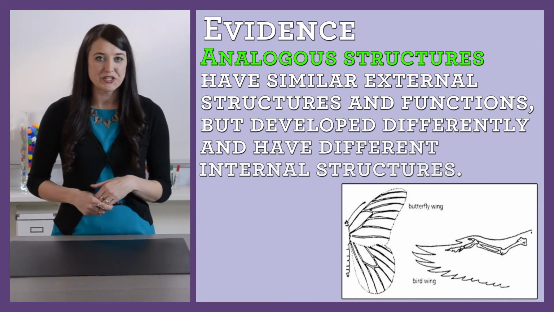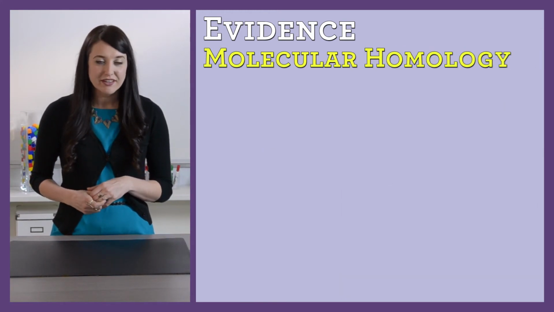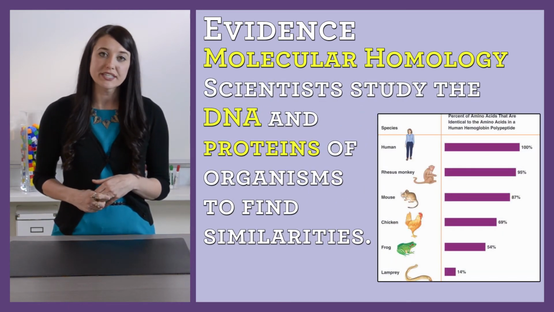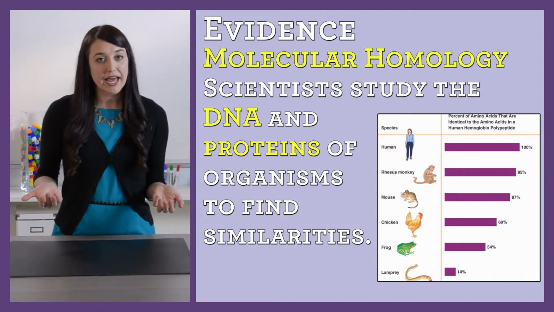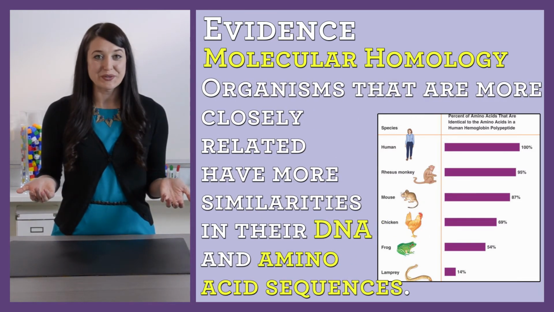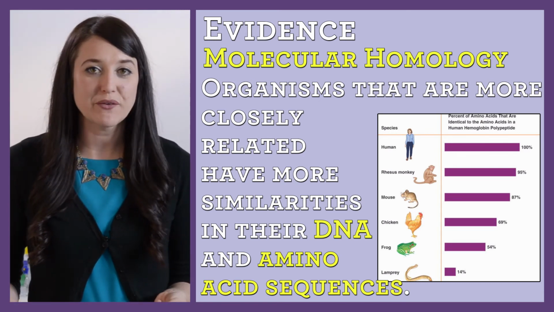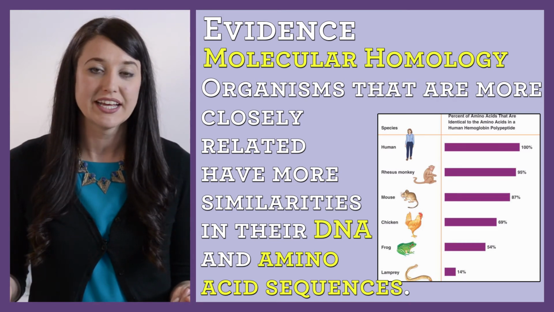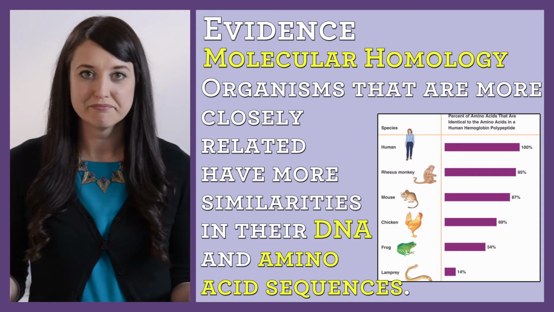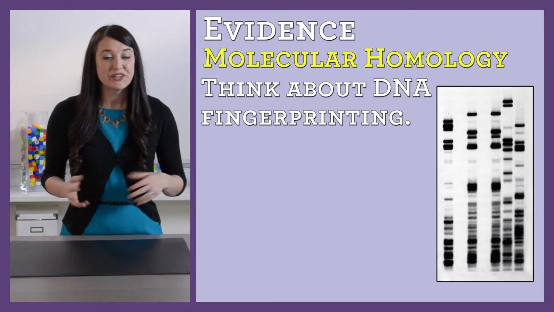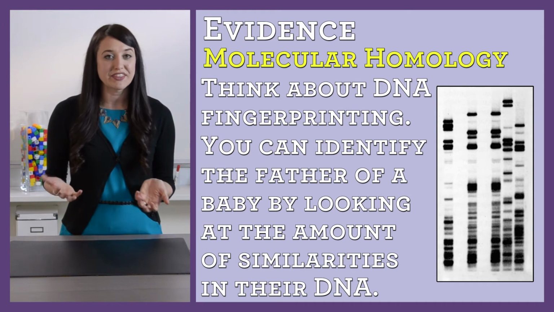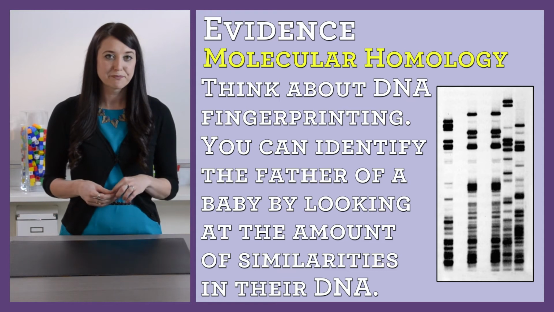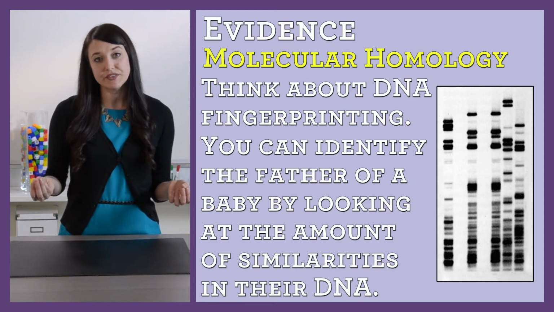The second type of homology is molecular homology. Scientists study the DNA and amino acid sequences of organisms to find similarities. The more alike they are, the more closely related those organisms are. If you look at the amino acid sequences of a human and a chimp, they are much more closely related than that of a human and a lamprey. Think about DNA fingerprinting. You can identify the father of a baby by looking at the similarities between the father and the baby's DNA. The same principle applies here. The more similar the DNA, the more closely related the organisms.